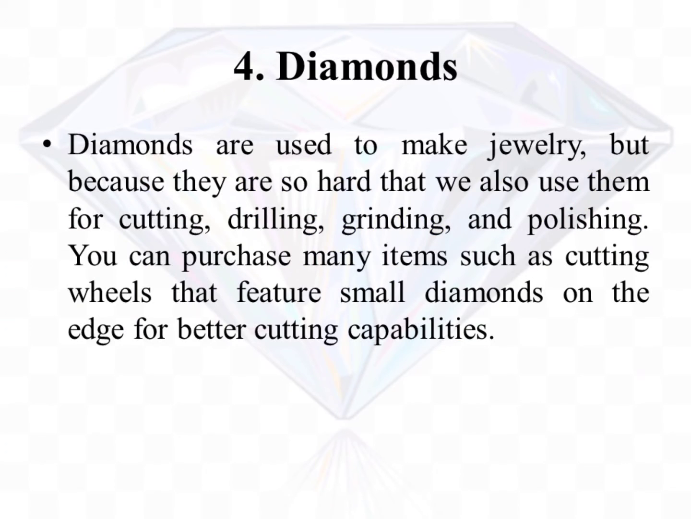4. Diamonds. Diamonds are used to make jewelry, but because they are so hard, we also use them for cutting, drilling, grinding, and polishing. You can purchase many items such as cutting wheels that feature small diamonds on the edge for better cutting capabilities.